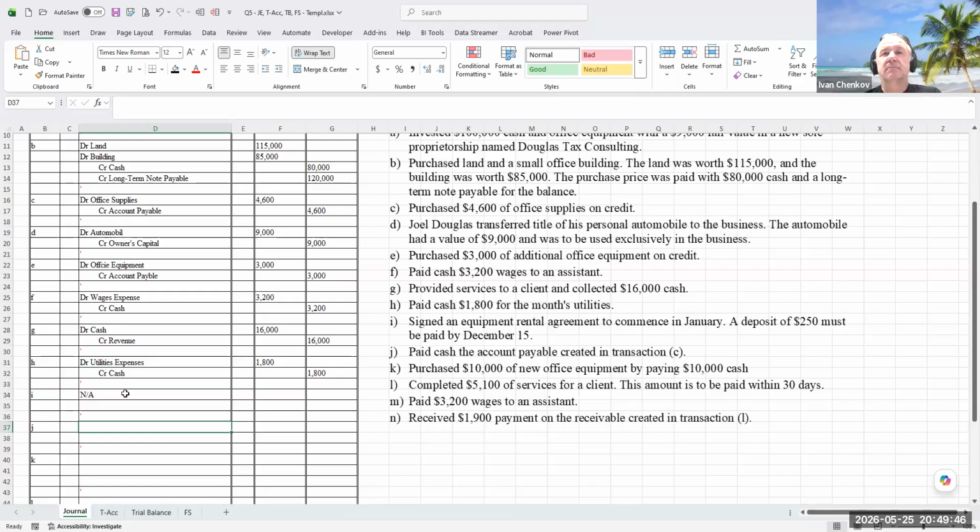And we're going to move on to the next one. What's the next one? J. Pay cash on accounts payable created in transaction C. Let's see what happened in C. In transaction C, as you can see, we purchased office supplies, but we didn't pay. Now we are paying. Which account are we going to debit now? Accounts payable.